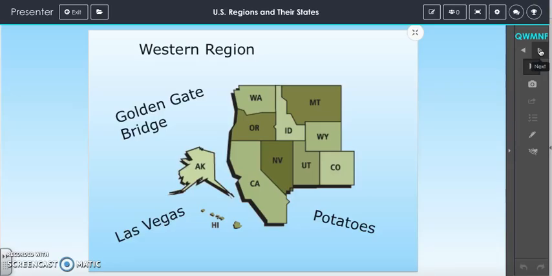A popular city in this region is Las Vegas, Nevada. And some of the vegetation in this region would be potatoes. Vegetation is the plant life that grows in the region. That is also something you are going to need to talk about in your project.